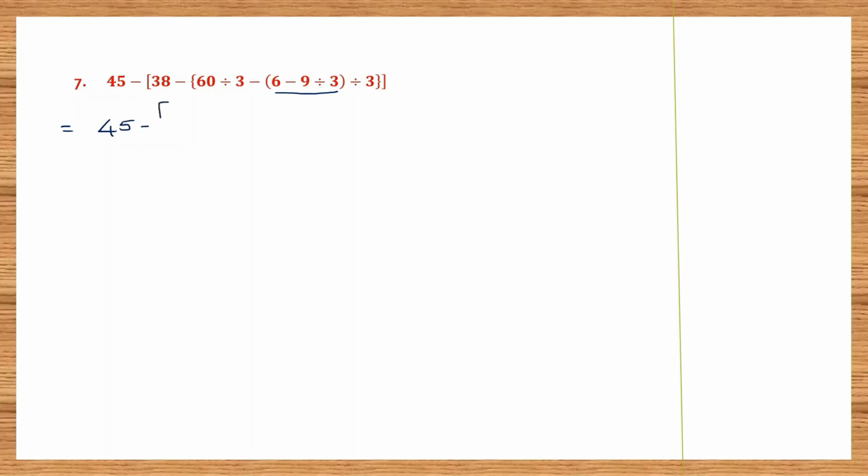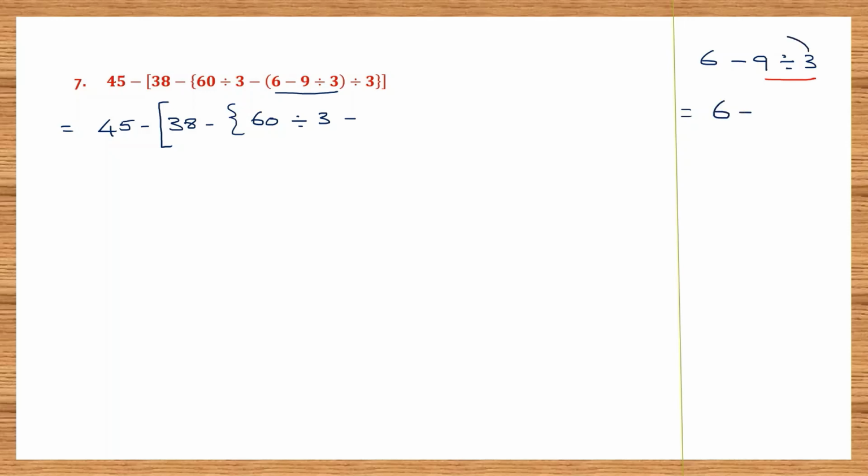45 minus square bracket 38 minus curly bracket 60 divided by 3 minus, now let's work out what is within the parenthesis. What do we have? 6 minus 9 divided by 3. According to BODMAS, we should do division first. That means 9 divided by 3 has to be done first. So we'll write 6 as it is and minus also.